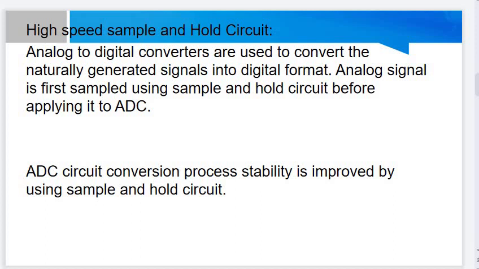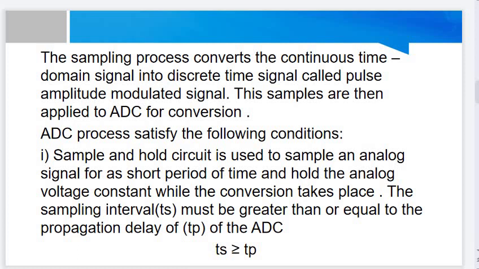High-speed sample and hold circuit. Analog to digital converters are used to convert the naturally generated signal into a digital format. The analog signal is first sampled using sample and hold circuit before applying to analog to digital converters. ADC conversion process stability is improved by using sample and hold circuit. Sampling process converts the continuous time domain signal into discrete time signal called pulse amplitude modulated signal. These samples are then applied to ADC for conversion.